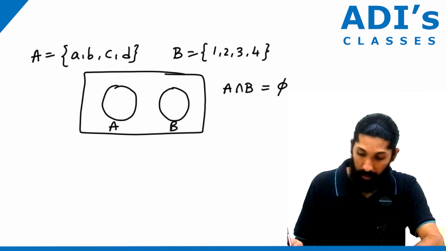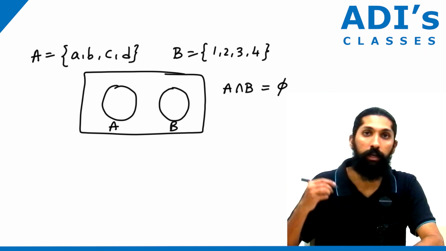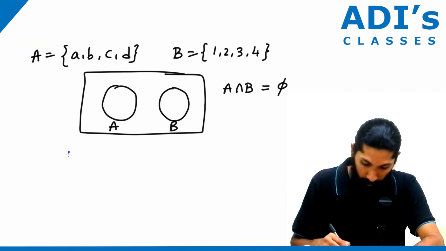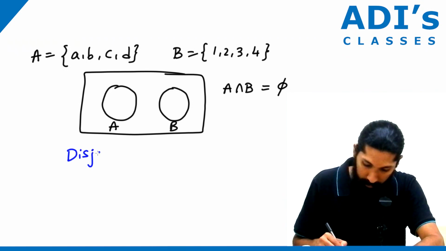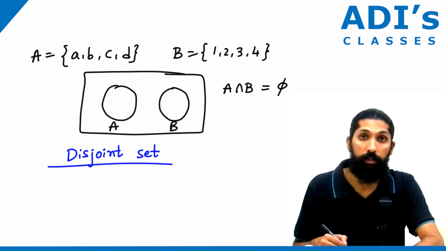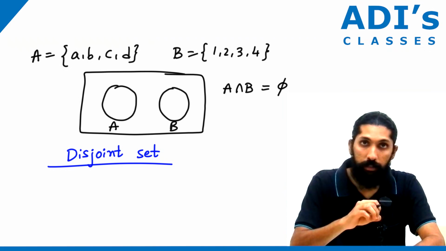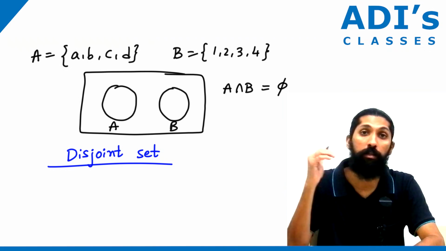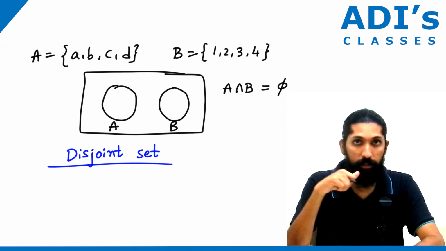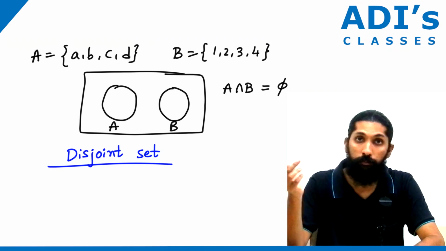Okay, now these types of sets where the intersection is null, or empty set, are what we call disjoint sets. So disjoint sets are those whose intersection is a null set. That means there are no elements common between the two sets. This is what we mean by disjoint sets. Fair enough?